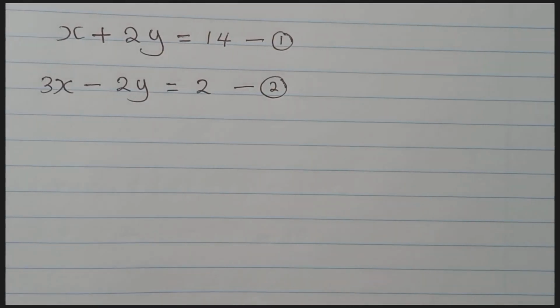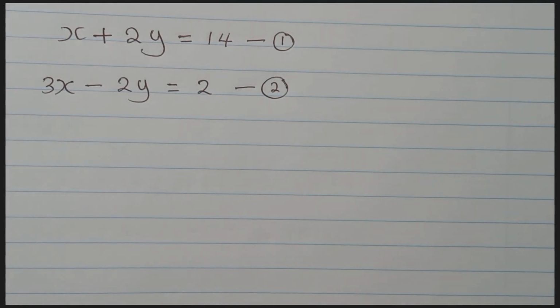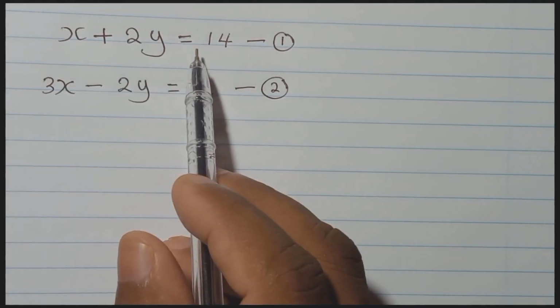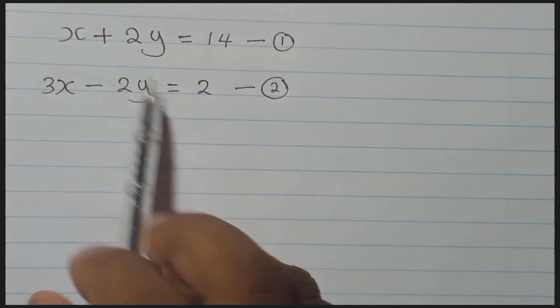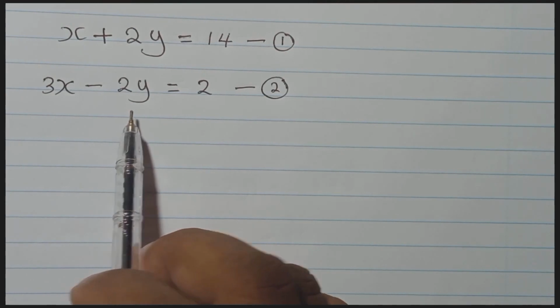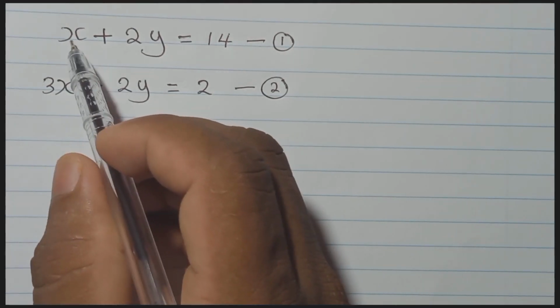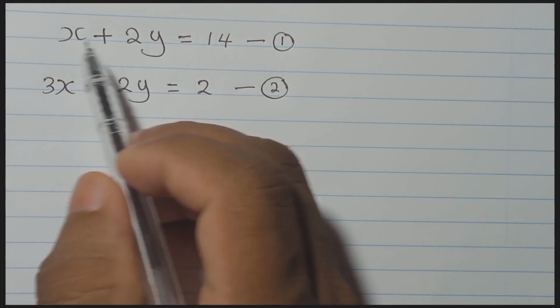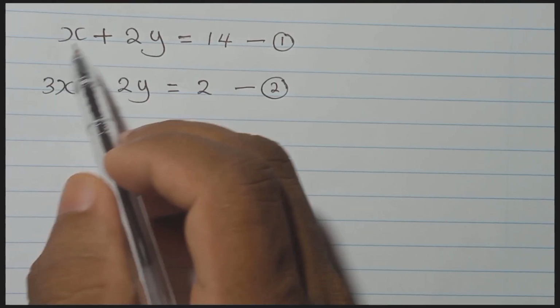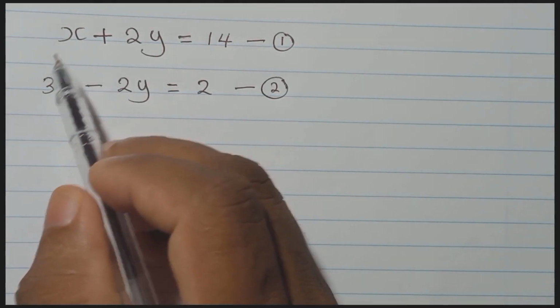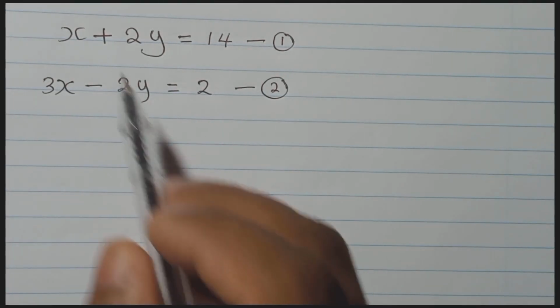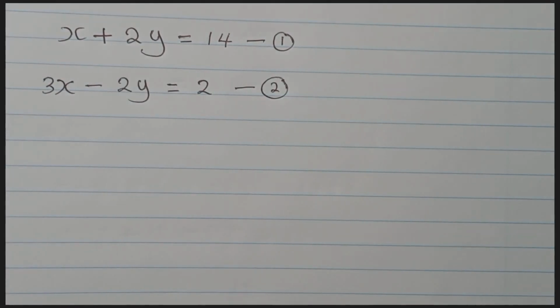Now let's discuss the second method. This method we normally call the substitution method. In this method, first check which letter you can make the subject. Any letter you can make the subject. If you need y in this equation or this equation, it doesn't matter. But if the coefficient is 1, that means this x or y has 1. Here x has 1, no? So making x the subject is easier than the other letters. So in one of these equations, you need to make one letter the subject.